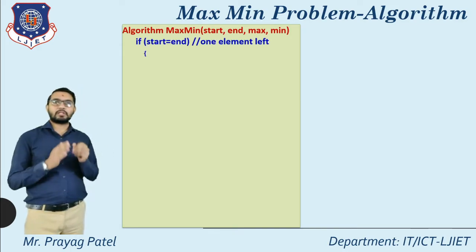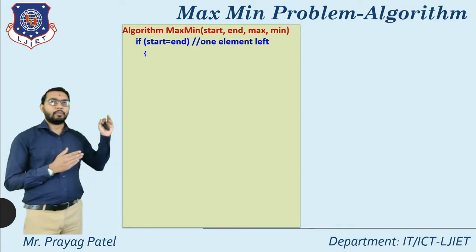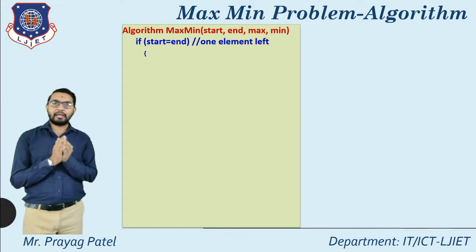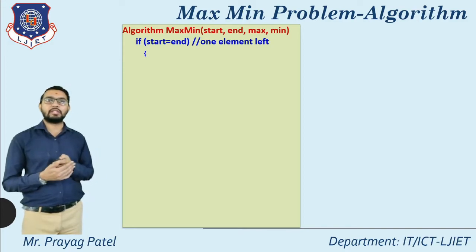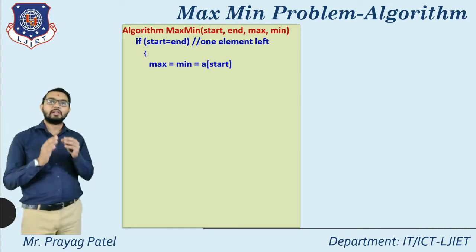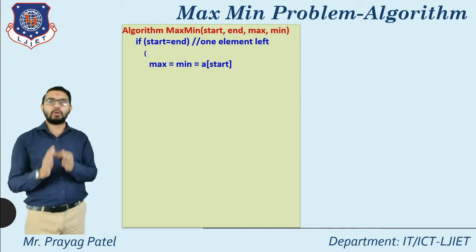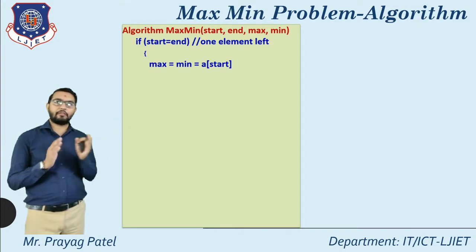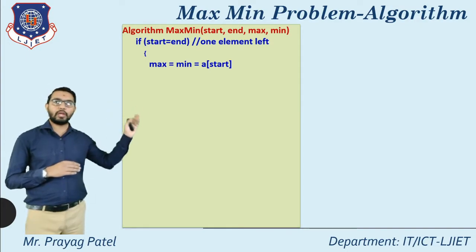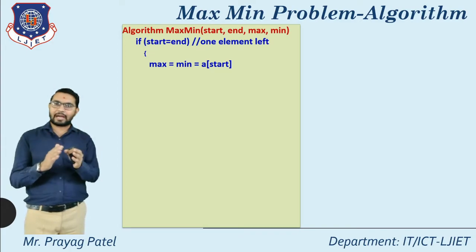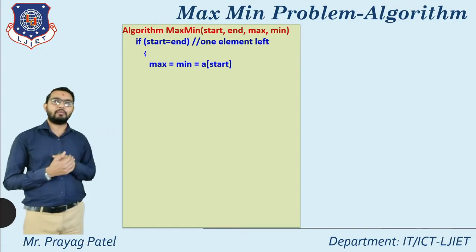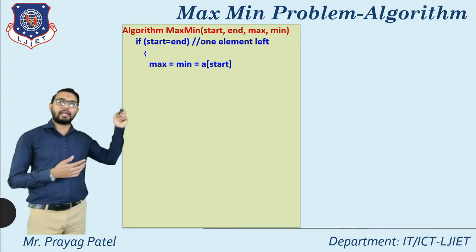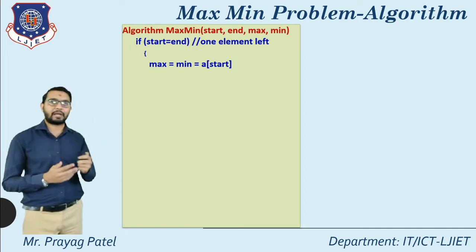Now first step, if start equal to end, means if we have only one element, then consider starting position equal to ending position. So if we have only one element, then no need to compare any element. Means if we have only one element, then maximum equal to minimum equal to A of start, because A of start equal to A of end. So we can write maximum equal to minimum equal to A of start or A of end. Both are equal. So if we have one element, then this is a formula for find the minimum and maximum.